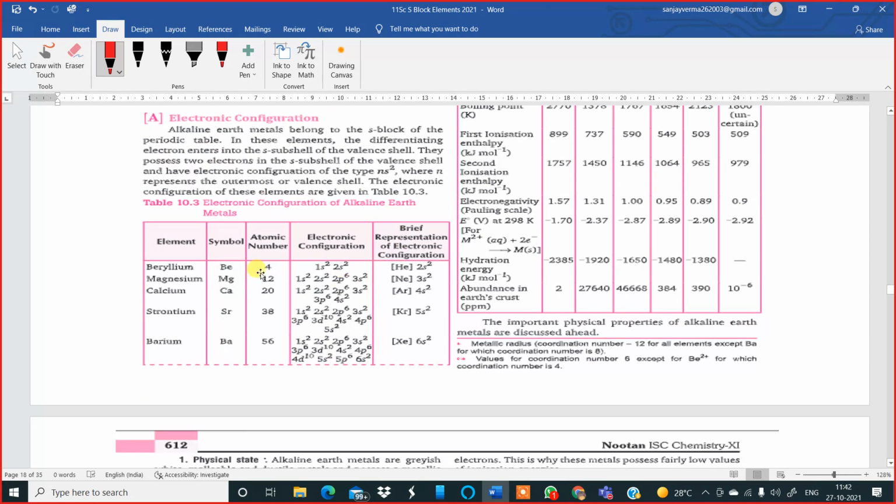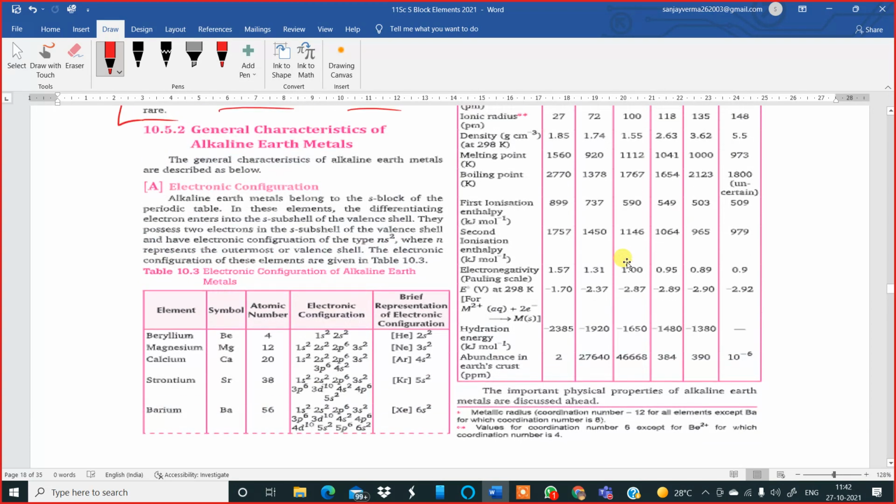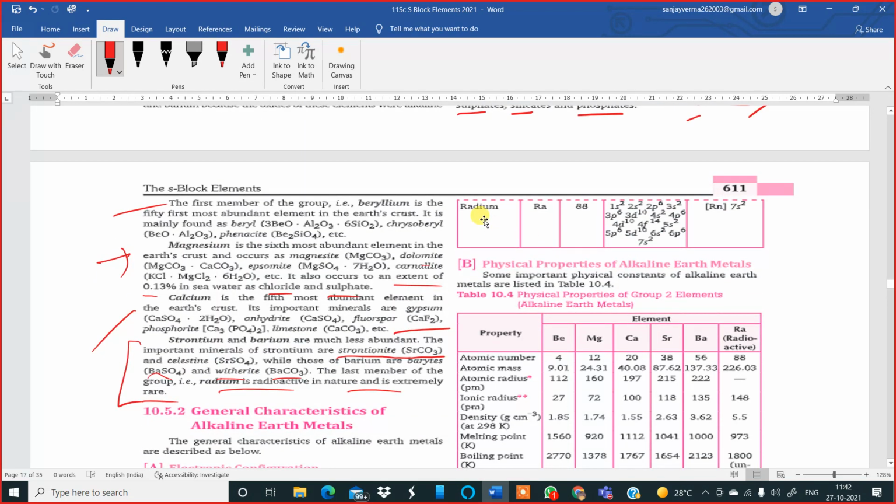Some electronic configurations of these group 2 elements are given over here. You can have a look and practice them. Practice writing the electronic configuration, provided the atomic number is given to you.